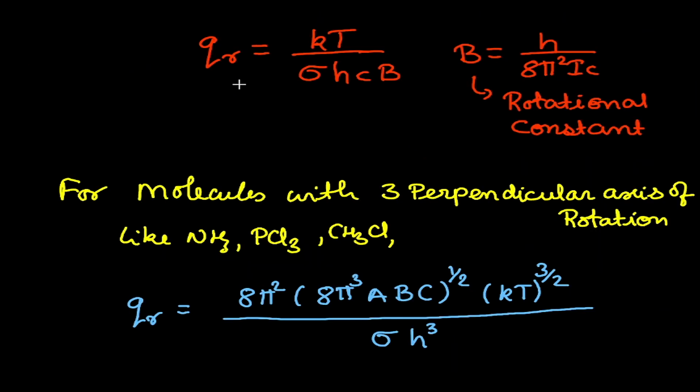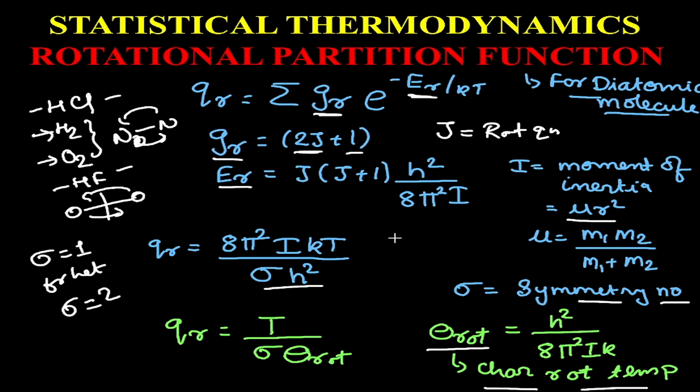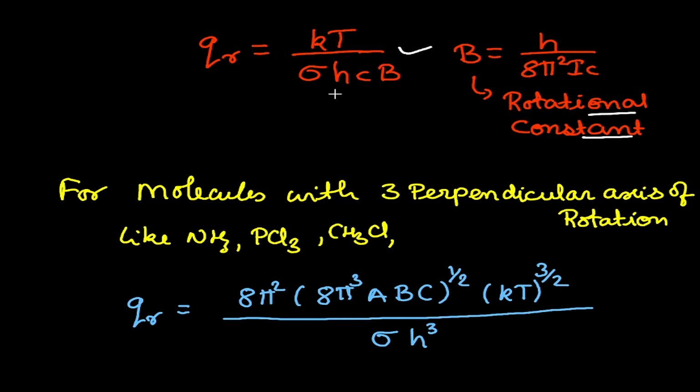Now further, the rotational partition function QR could also be written as kT upon sigma hc into B, where c is the velocity of light and B is written as h upon 8 pi square I into c, and this B is known as the rotational constant. So when we substitute the value of B over here, we will get the same expression. So all these three expressions, that is 1, 2 and the third expression, are used for diatomic molecules only.